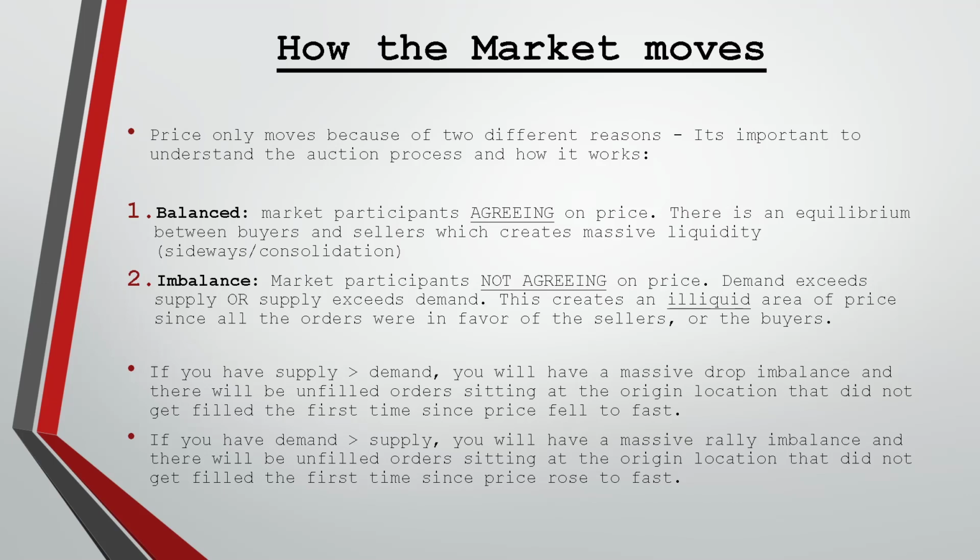So you have to understand something. You have two different orders in the stock market: market orders and limit orders. For a limit order to get filled, someone has to market that limit order.